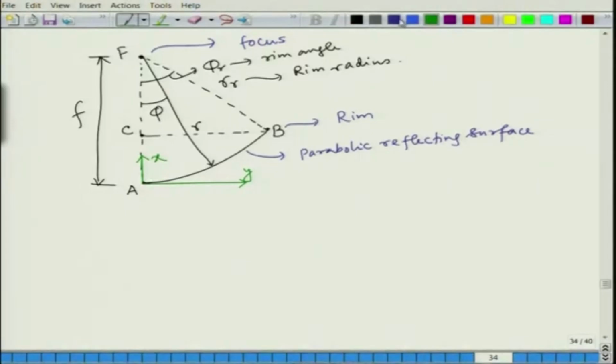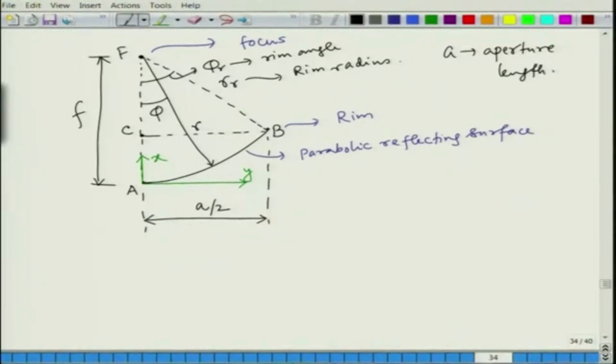Okay. So, here what is the aperture? Aperture is this BC, right. So, this is half aperture actually. We have drawn half of the parabola and this is half aperture. Let us say this is A by 2, okay, where A is our aperture length.